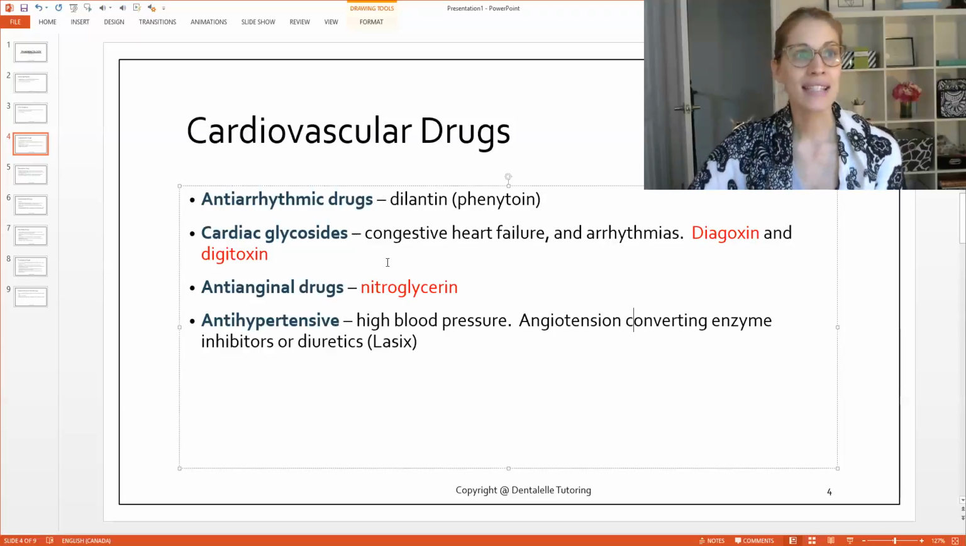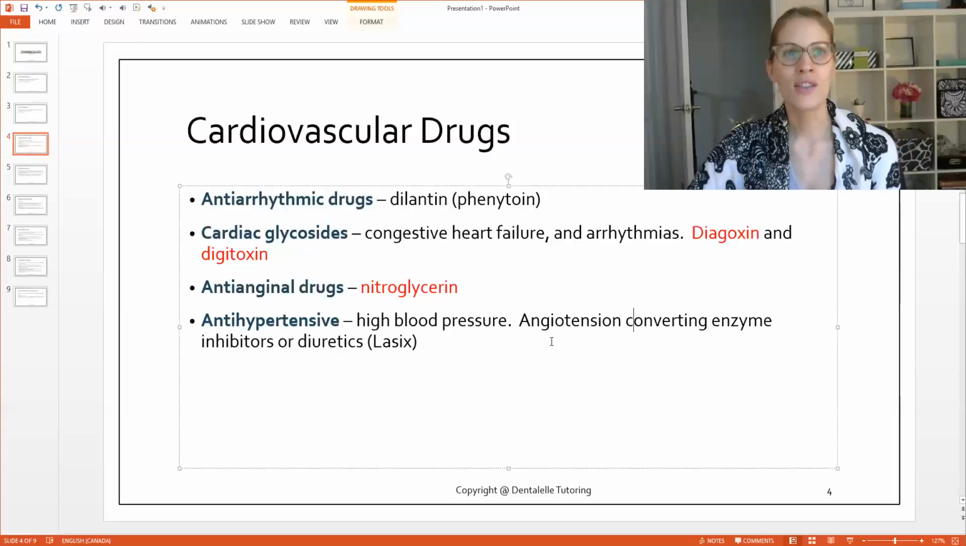Okay, next category, antihypertensive, which is the most common, most popular. Oh my goodness, I swear every patient I see has high blood pressure. Honestly, it's so common. So the more common types are the angiotensin converting enzyme inhibitors, or this medication Lasix, okay?